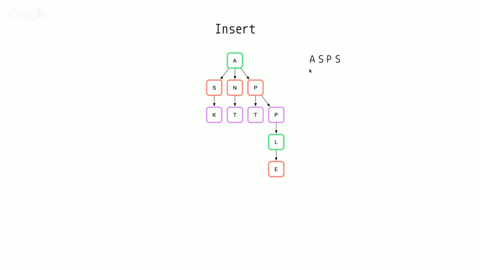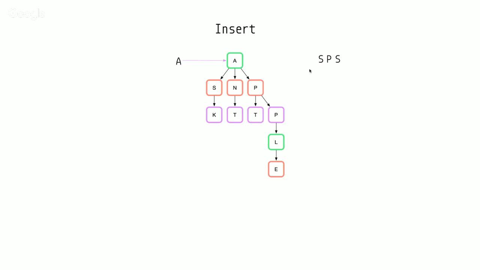So the first thing that we're going to talk about doing with a try is inserting a word. So we're going to insert the word asps into the try. The first thing we need to do is look at each letter in the word and follow the path that we would expect it to be at down the try. And so we'll do that step by step here.